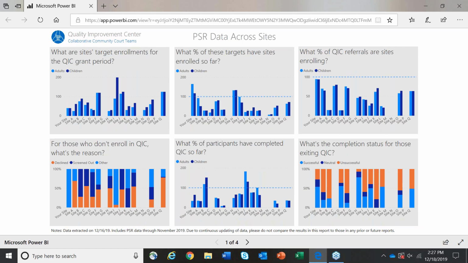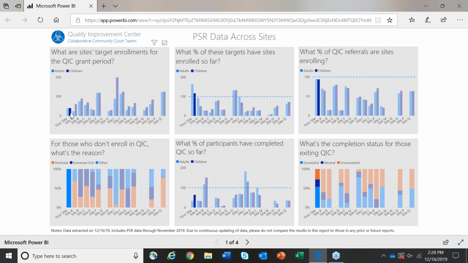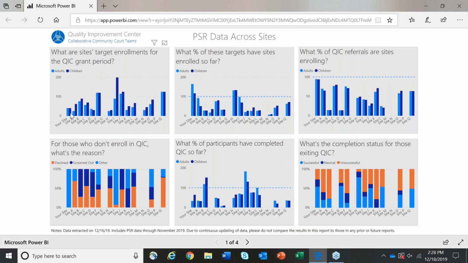And then another feature that I wanted to point out is that for many of the graphics and many of the sheets, you can click on a particular bar. For instance, this is where your site's data will appear in your own dashboard. So say you were particularly interested in looking at child enrollment and referral and completion in your program, you could click on this bar and it would fade out all of the other bars for this sheet, so that you can take a closer look at that specifically. And then you just click on it again and it undoes that.